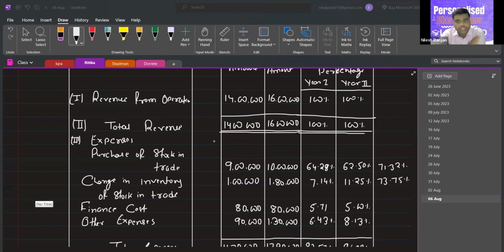Now, do you have any doubt in common size statement or comparative statement? No, sir. Okay, so our chapter, the common size statement, is complete now.